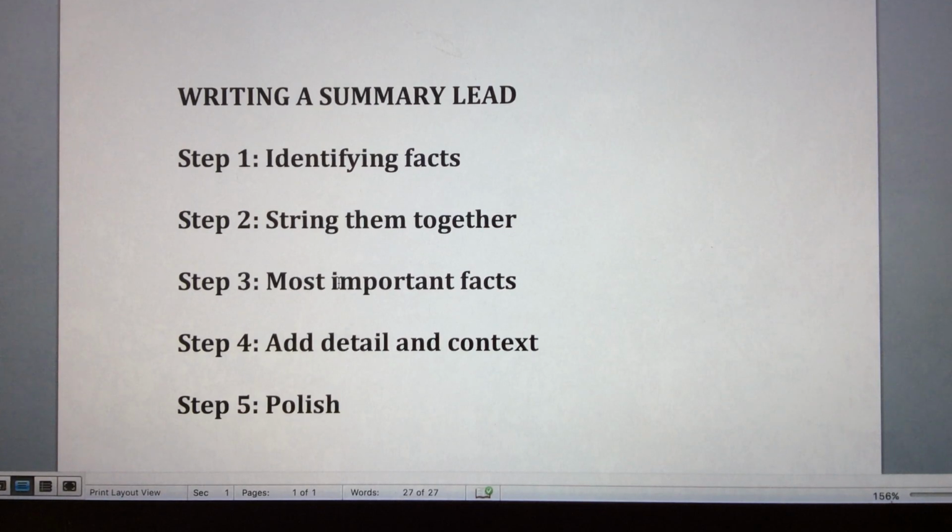In this exercise, we're going to be writing a summary lead. Now, if you can remember in the PowerPoint, we talked about the 5 steps to developing that lead. We're identifying facts, we're stringing them together in a rough sentence, we're breaking it down to the most important facts, then we're adding in detail and context, and finally polishing to come up with our final lead.